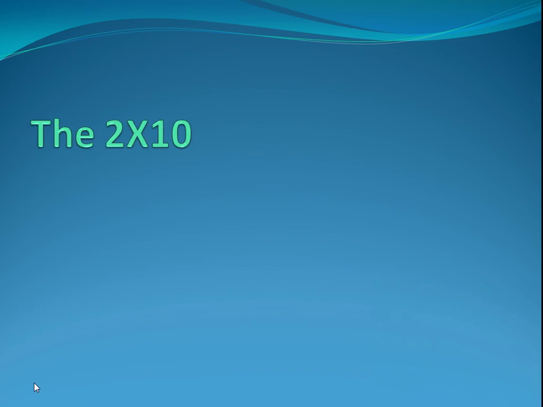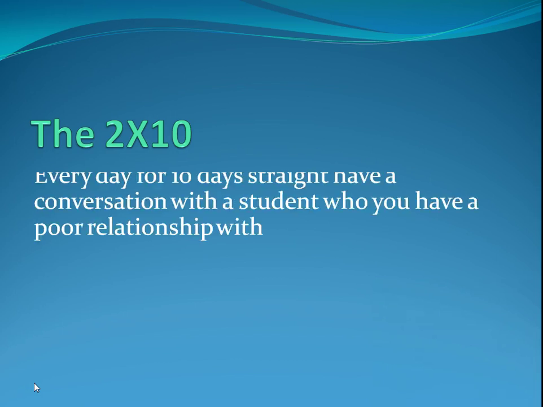First strategy, the 2x10. Now what does this mean? Take a kid that you have got a lot of trouble with. Kid that you don't get along with. Kid who you have a poor relationship with. And take this kid and 2 minutes a day for 10 days straight, have a conversation with this kid like you would with your best friend. Just general conversation.